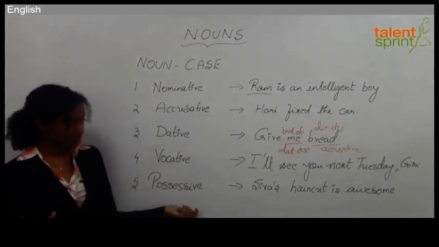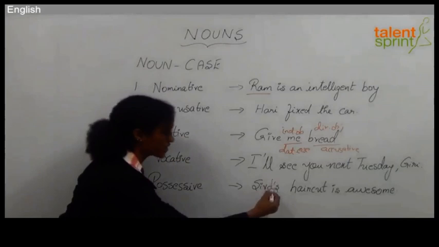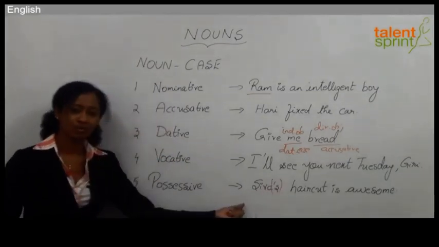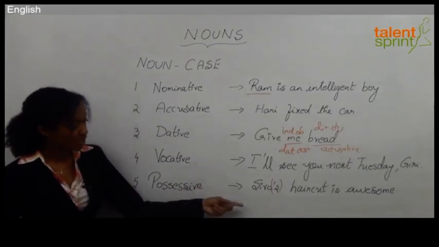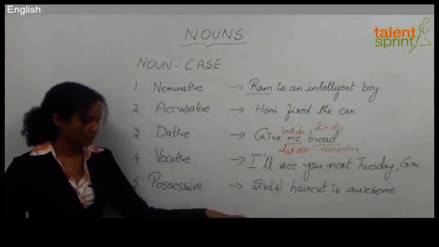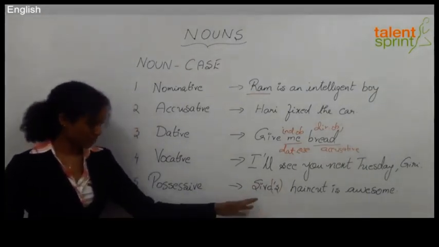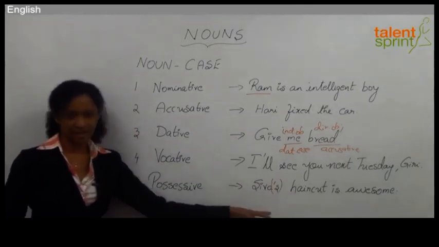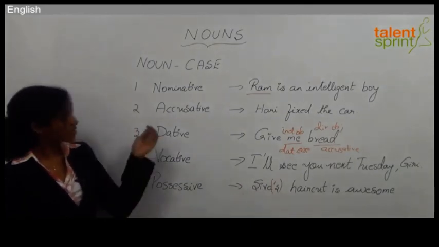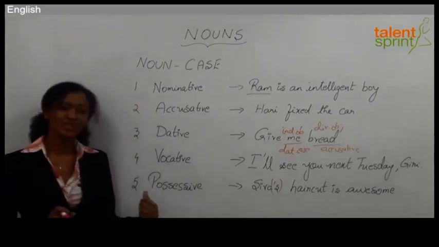A possessive case is usually seen when I add the genitive sign to the noun, which expresses possession or ownership. So Shiva's haircut is awesome. We're talking specifically about the haircut that belongs to Shiva. So it expresses possession there. It's his haircut. Shiva's haircut is awesome. So these are the 5 cases. Let's take a look at omission in the possessive case alone.